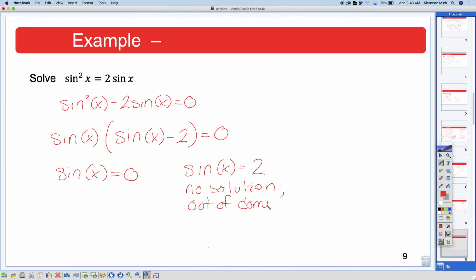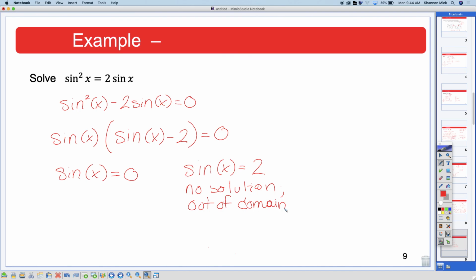Now, it is not always going to be out of domain, but you need to be aware that anything bigger than positive 1 or less than negative 1 will be out of domain, right? Only on sine, cosine, secant, and cosecant, correct? Tangent and cotangent can be anything, because those go forever, don't they? They look like your little chairs.